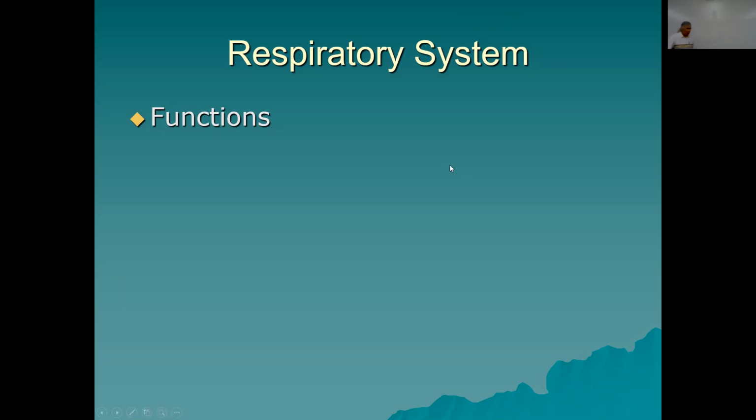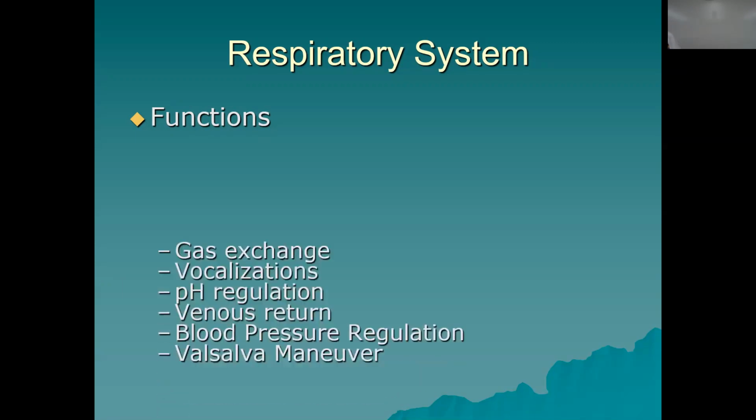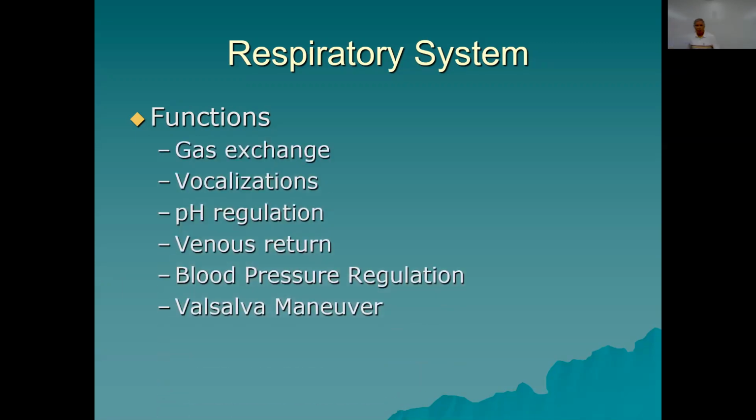Okay, so let's start with the chapter, Respiratory System, chapter 23. And we start off with functions. What are the functions of the respiratory system? Well, there they all are right there. Obviously, gas exchange. We'll talk a lot about that in the lungs.